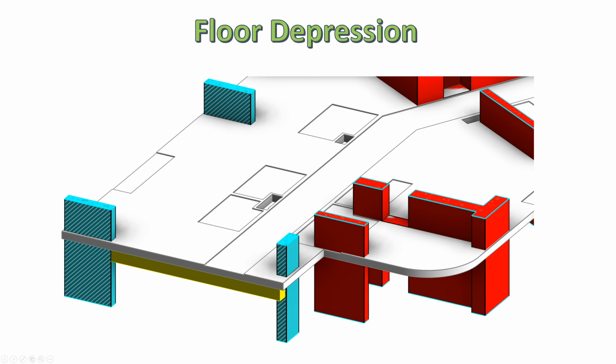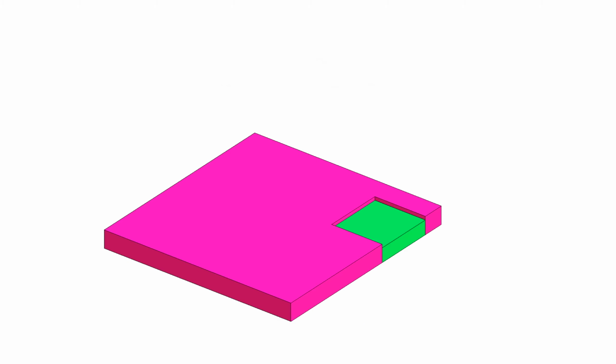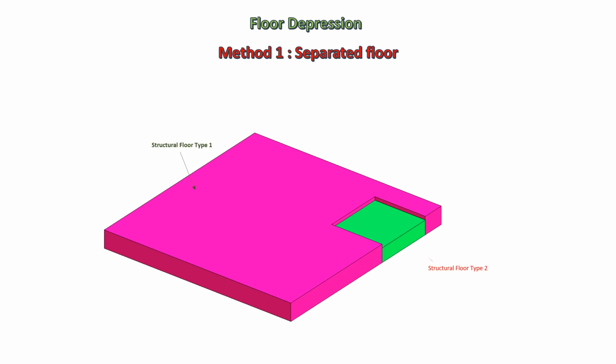It is common to have floor depressions such as a balcony, bathroom, and corridor. Basically, there are two methods to create floor depression. Method 1, create a separate floor element with different thicknesses. For structural analysis, this method offers high accuracy if done properly, because the structural analysis is performed based on the actual thickness of the structural floor.